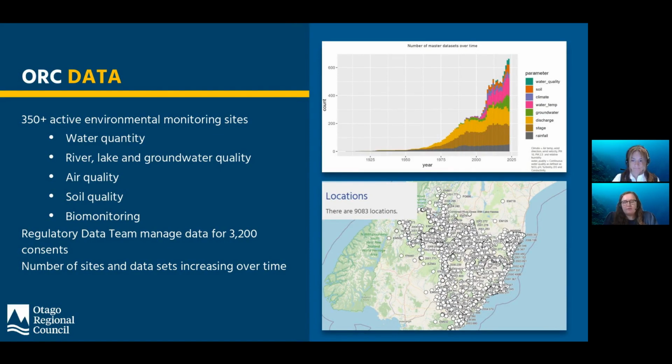So we have two teams within the Regional Council that are collecting and storing environmental data. One of those is the environmental monitoring team. They are responsible for maintaining about 350 or so currently active environmental monitoring sites. At these sites we're measuring water quantity, so groundwater, rivers, lakes, flows, levels, rainfall amounts, river, lake and groundwater quality as well, and then air quality, some soil monitoring and some biomonitoring and ecology data as well.